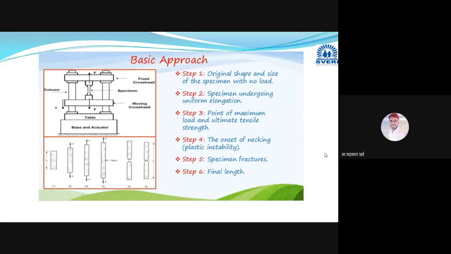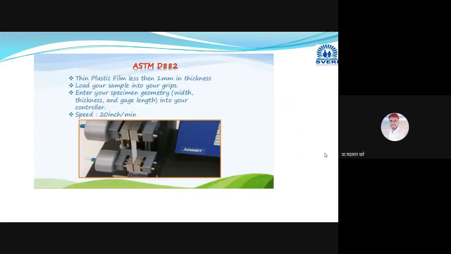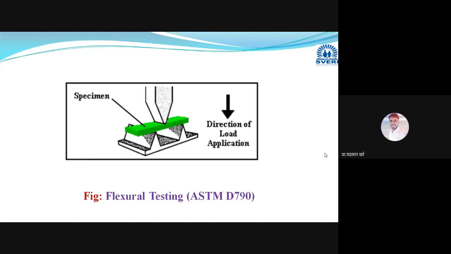Take a screenshot. Okay, so this is not required. Next, give the name ASTM D790, or we can call it flexure testing, and just draw this diagram.